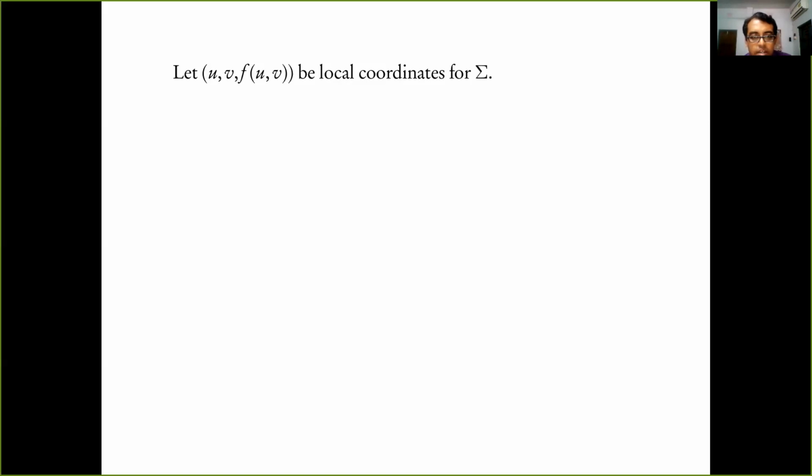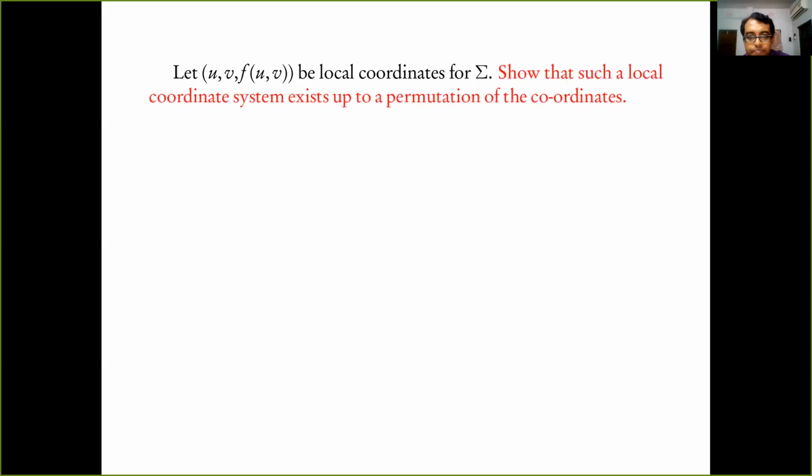We just need a local chart to be of this form, (u, v), and the last coordinate is a function of u and v. A smooth function of u and v, since we're dealing with smooth surfaces. So the exercise, it's marked in red as usual for you, is to show that such a local coordinate system exists up to a permutation of the coordinates. Okay. So why do you need a permutation of the coordinates?